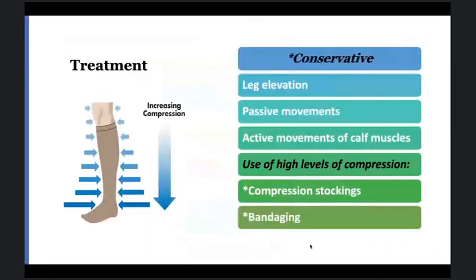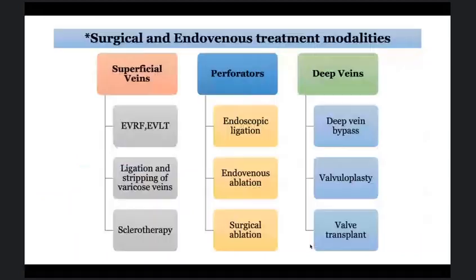We have conservative measures like leg elevation, passive movements, active movements of the calf muscles, and we use pressure stockings. Then there are surgical and endovenous treatment modalities. As I said, it is the same line of management of CVI, plus the ulcer treatment itself. This is just a repetition of CVI management in general.